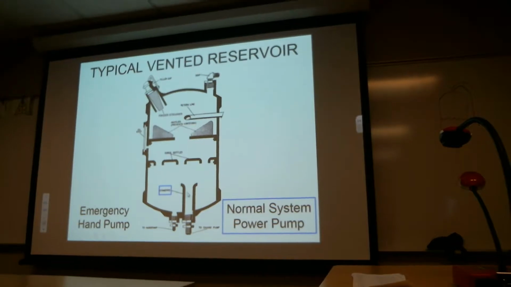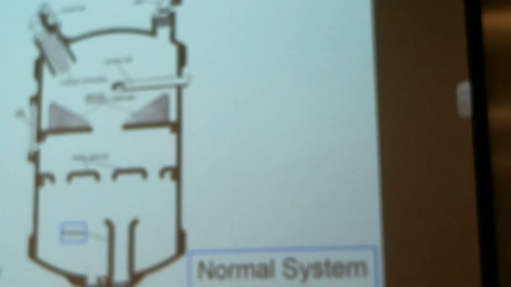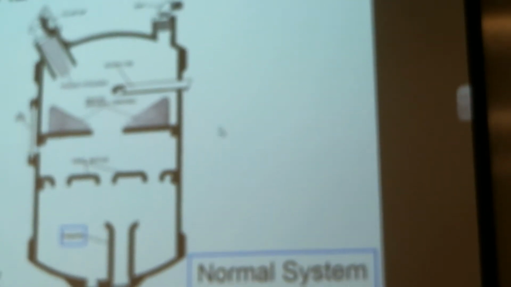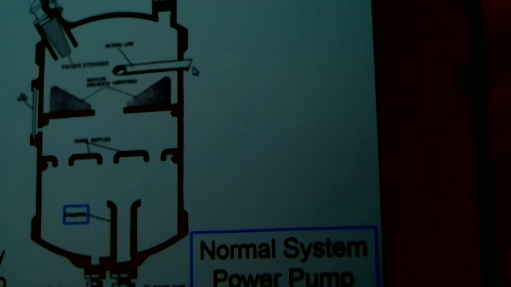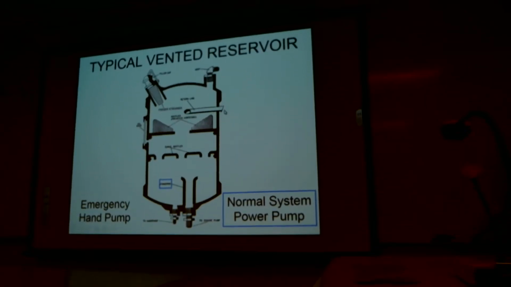But again, the standpipe is connected to the normal system power pump. The reserve for the hand pump in this case is down at a lower level. The return line, this is something kind of interesting too. They picture it coming in radially to the walls of the container. That isn't how it's done on many reservoirs.